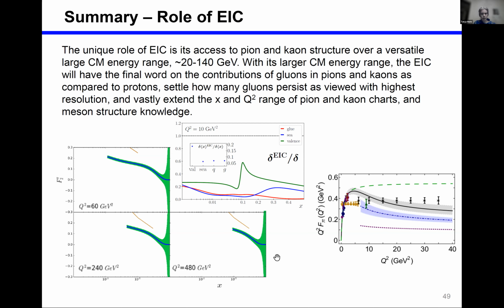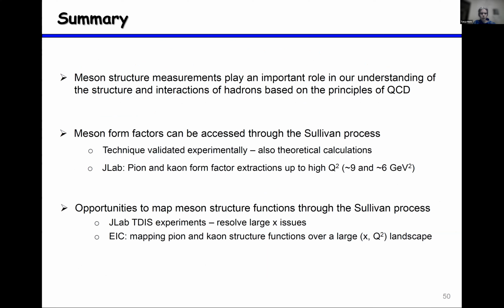And again, here's the summary of the pion structure measurements and the meson form factor as we reviewed today. And then my very final notes here, I just like to say that, again, meson structure measurements play an important role in our understanding of the structure and interactions of hadrons based on the principles of QCD. These can be accessed through the meson form factors, which can be accessed through the Sullivan process. The technique here has been validated experimentally, and I've shown you examples of this from Jefferson Lab. And have shown you in particular also the prospects of extractions up to the Q squared of about 10 or 6 GeV squared that are coming up in the next few years.